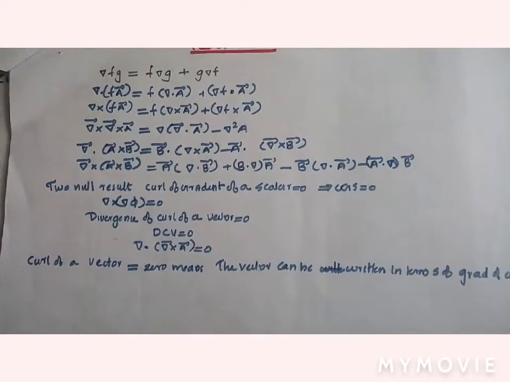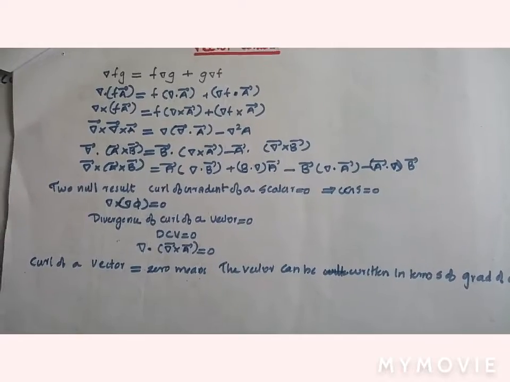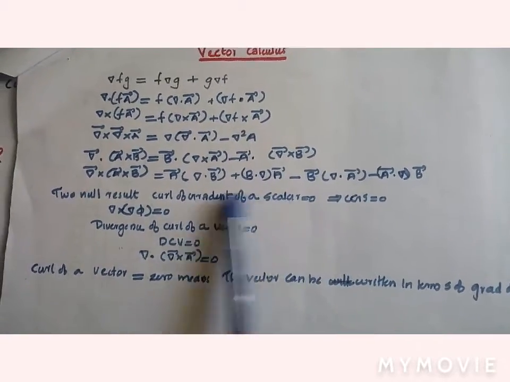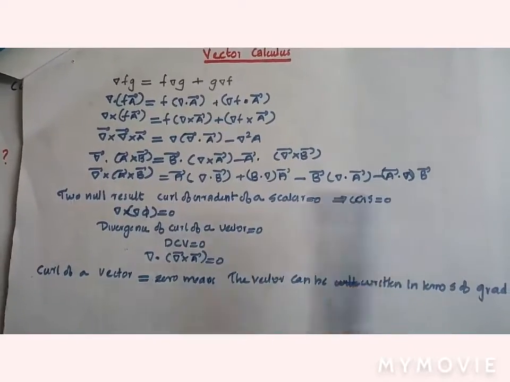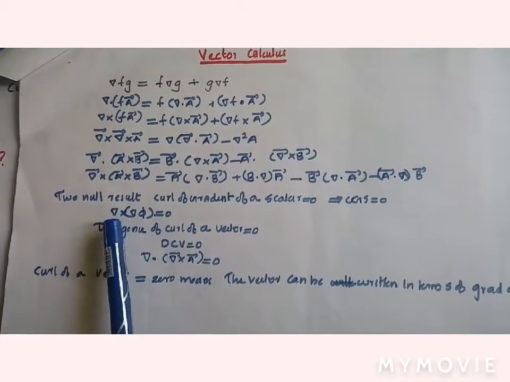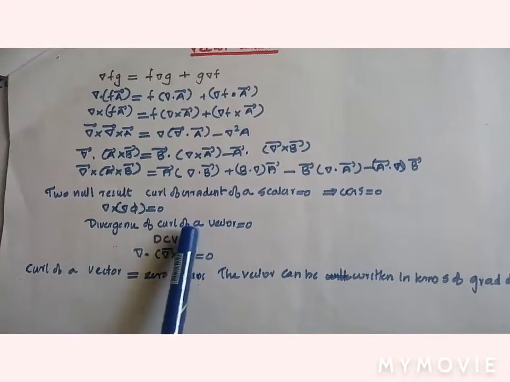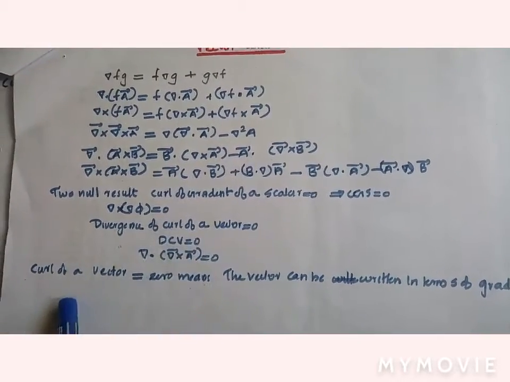We have two null results. The curl of the gradient of a scalar is equal to 0. The short form of this is CGS equals 0, that is, curl of del phi, meaning del cross del phi, is equal to 0. The divergence of the curl of a vector is equal to 0.